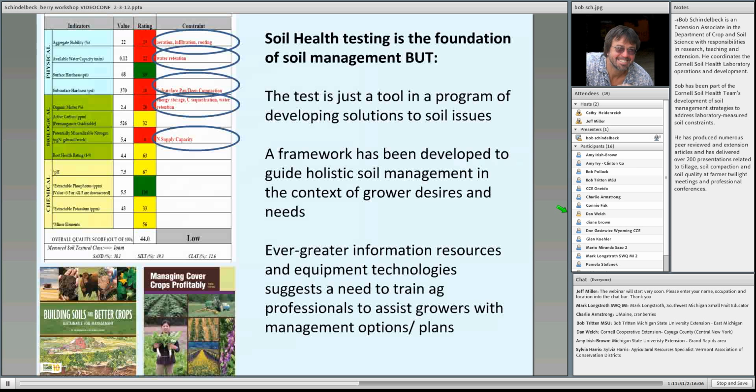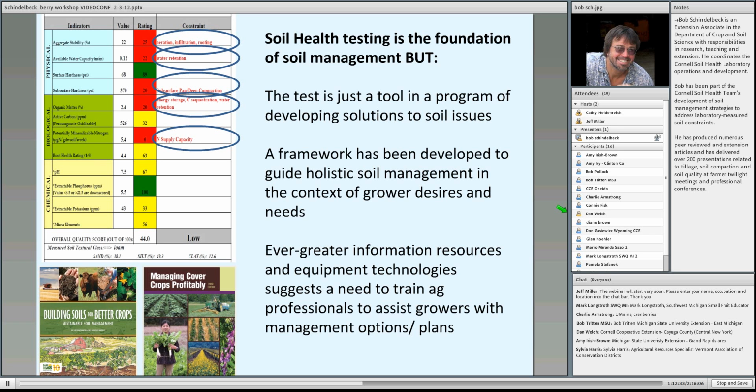Kind of a synopsis slide here showing the soil health report on the left, the one we're going to talk about in just a minute as we go through the final management stages of interpreting this. But we do want to remember that the soil health report is a tool in a whole program of developing solutions to farm, field, market issues. What we're talking about here is that we have this framework for guiding our soil management using a process-based approach, but in the context of the grower's needs and desires and limitations.